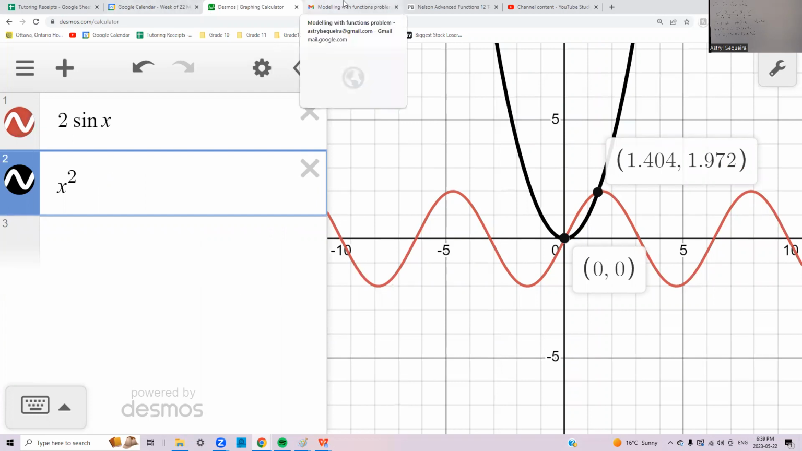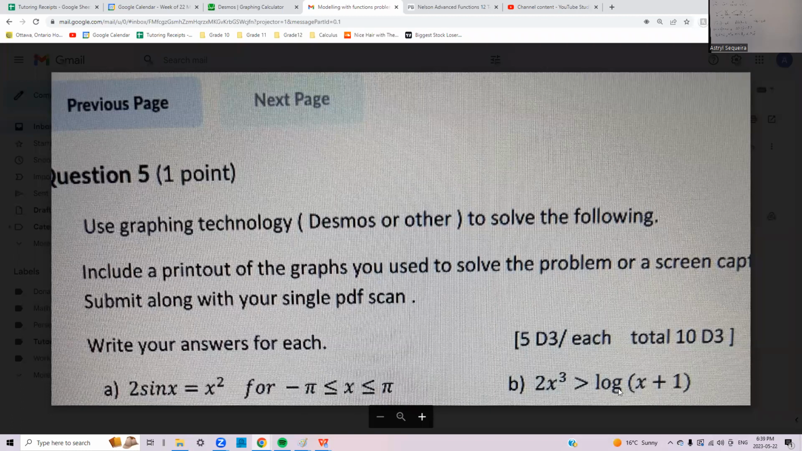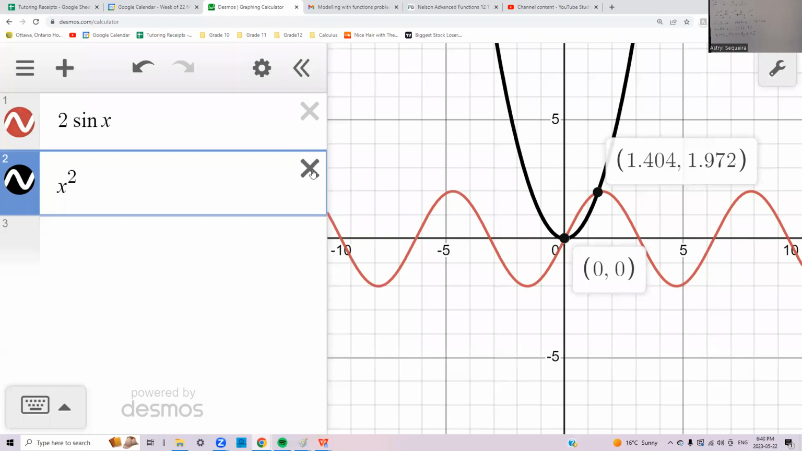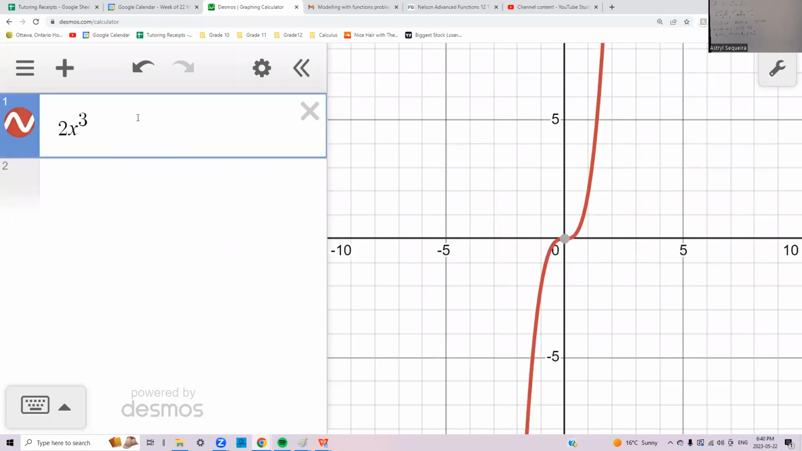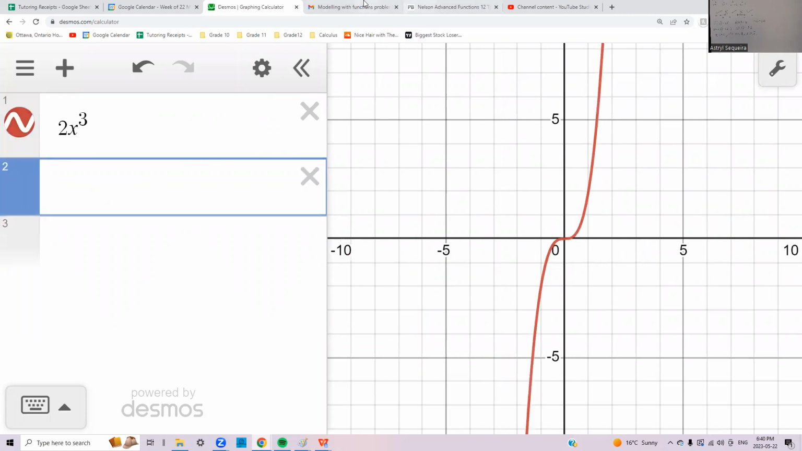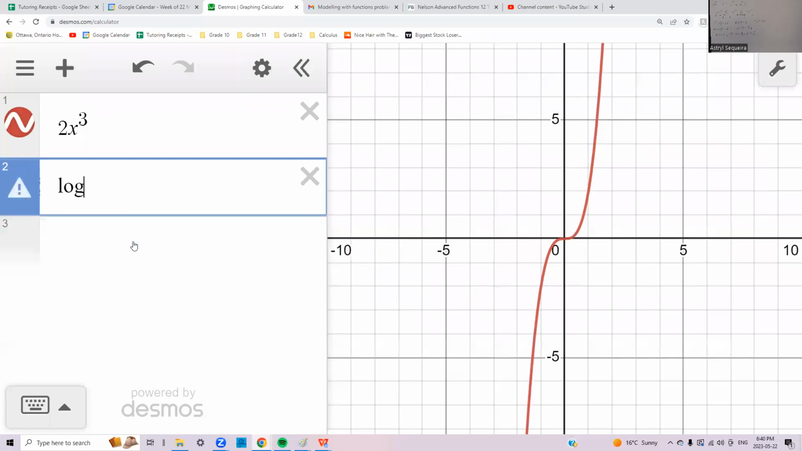Let's take a look at the second question. The second question is 2x cubed is greater than log x plus 1. So this solution is going to be an inequality. Same thing, we want to go to Desmos, put in our first equation, which is 2x to the power of 3. And then the second equation is log x plus 1.